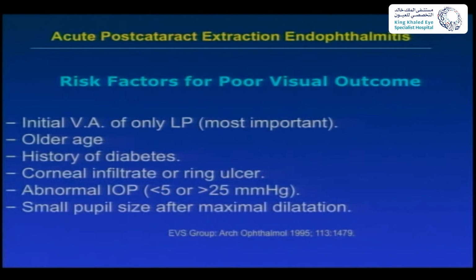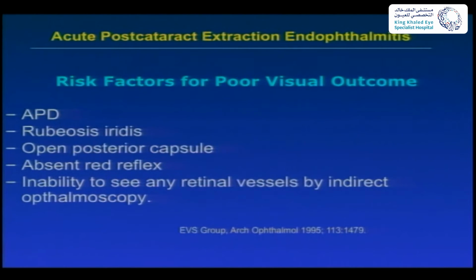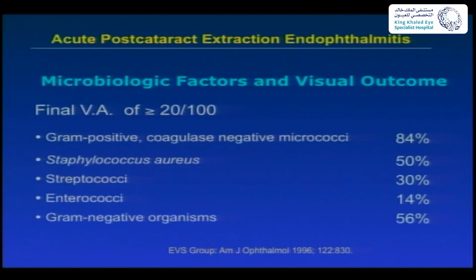I have seen this in a few patients. If a patient presents with a ring ulcer or corneal infiltrate, this is a sign of an aggressive organism. Other risk factors include abnormal intraocular pressure, either low or high, and a small pupil size after maximal dilation. I'm still talking about risk factors for poor visual outcome: afferent pupillary defect, rubeosis iridis, open posterior capsule, absent red reflex, inability to see any retinal vessels by indirect ophthalmoscopy. This is obvious. These are criteria of very aggressive inflammation, most likely due to an aggressive organism.